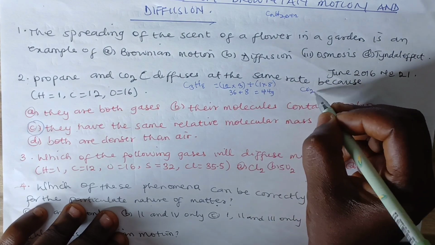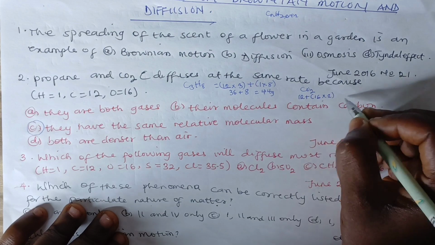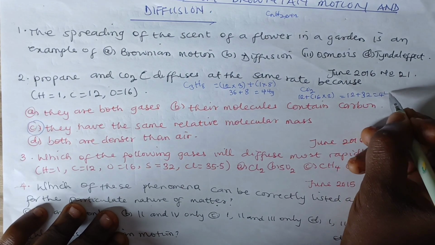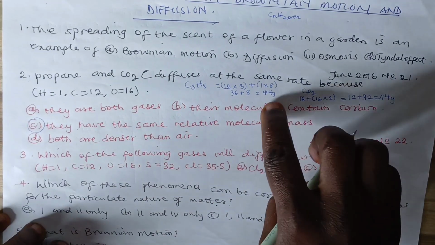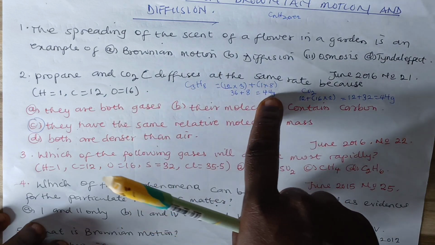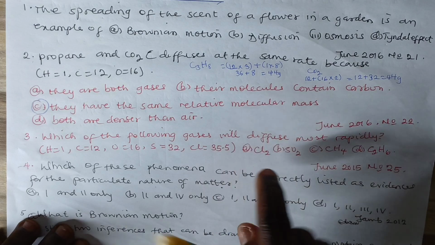Now if you look at carbon dioxide, carbon is 12 here, then 16 is oxygen multiplied by 2. We have 12 plus 32, which is also 44 gram. The best answer here is because they have the same relative molecular mass. To get the vapor density, which is inversely proportional to the rate of diffusion, you divide the molecular mass by 2. So the best answer is C.